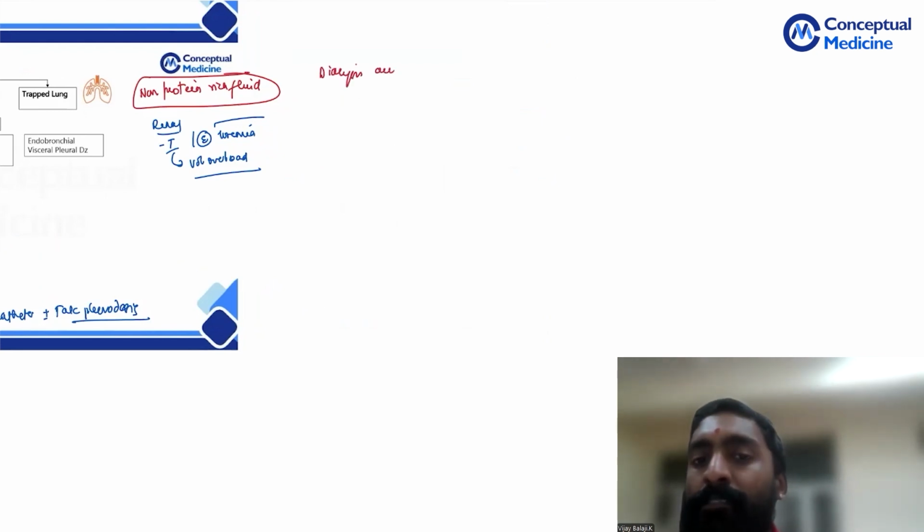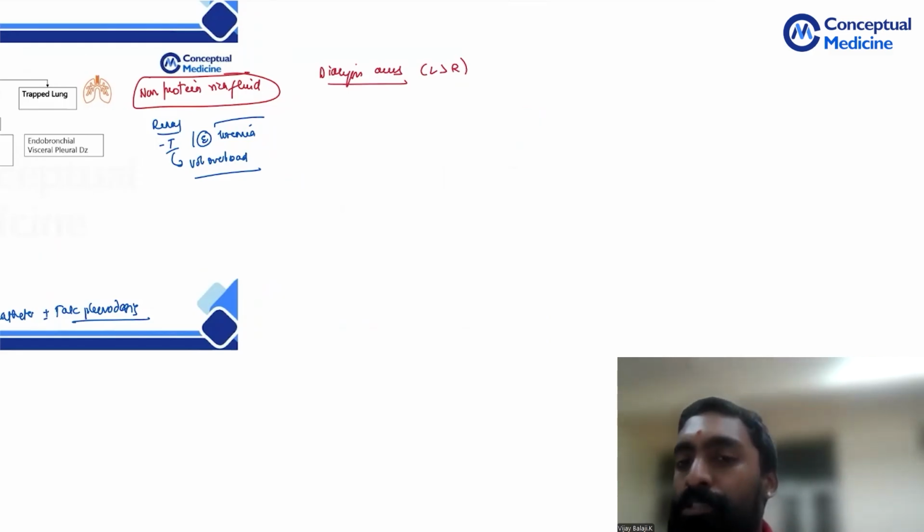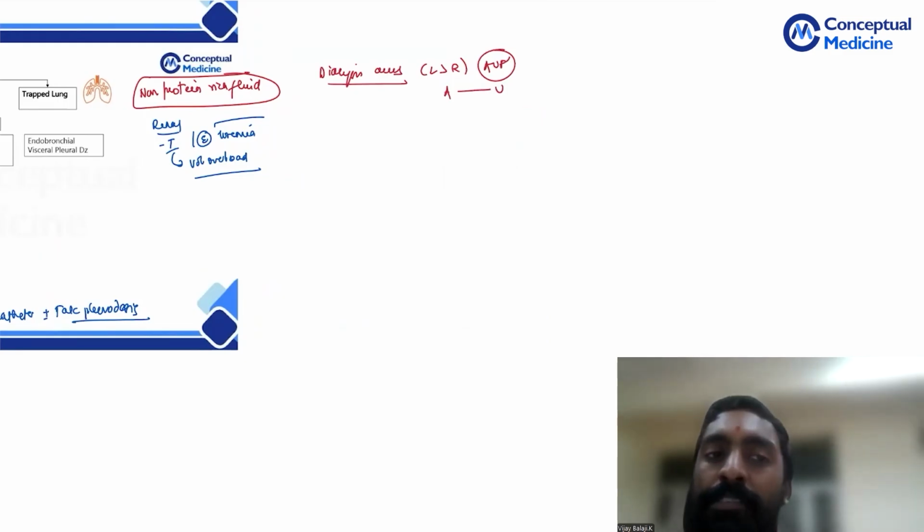So when you have a dialysis access related effusion, it is usually going to be left more than right. Usually it is because of an AV fistula. When you have an AV fistula, you have an arterial end and a venous end. When there are constant high pressures, your arterial pressure will be more, so you are going to get an effusion.